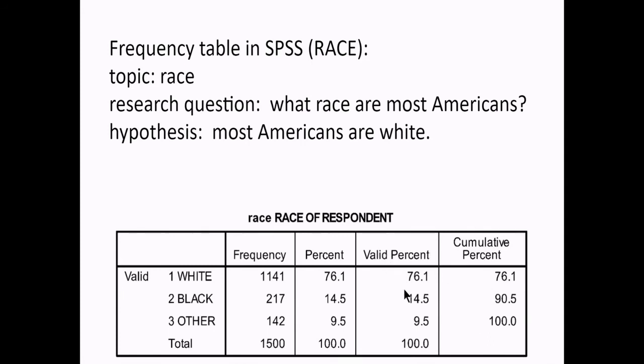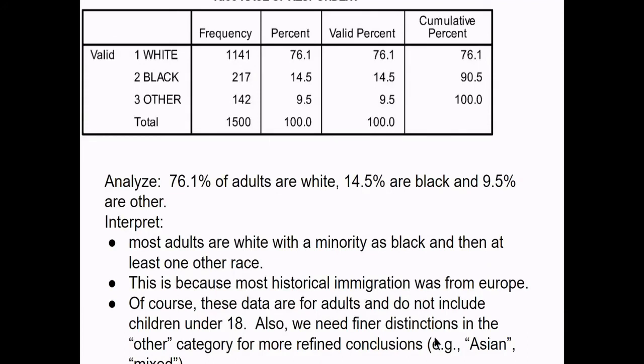So anyway, the valid percent is always the column we want to use, because it will exclude the don't knows, not applicables, and no answers. The percent column will include all those missing answers. We call those missing values. Cumulative percent is, well, just that. There's 76% of whites, but you add blacks to that pile, it makes it 90%, and then you add the other, well, that's 100%. But we rarely use that for any major reason.